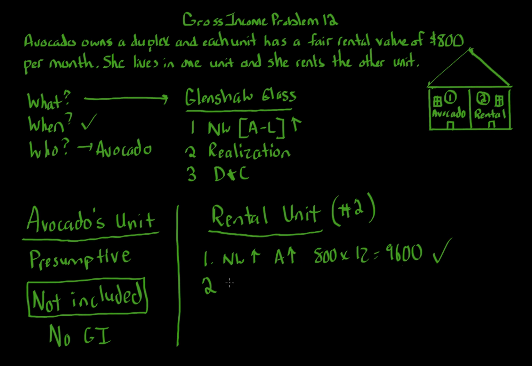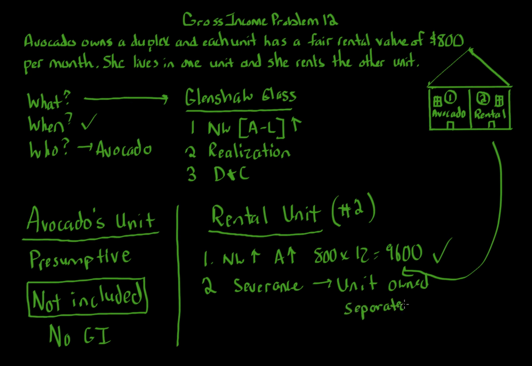Number 2 is the realization. Well, Avocado is renting out the duplex, right? So this is not a service. So you've got to be careful here. But notice that we have the severable item. The severance here is we have the actual unit, which Avocado still owns. And what's separated from that is the money, the $800 of rent that Avocado collects off that.